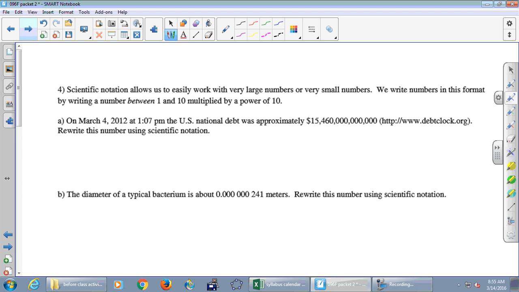First, let's see if we can just figure out the name of this number. This right here is the hundreds group. What's the next group? So thousands is that whole collection of 3. Millions is the next one after that. Billions, and then finally trillions. So that's 15,460,000,000,000 dollars. Right? That was the national debt at that time. It's undoubtedly larger now.